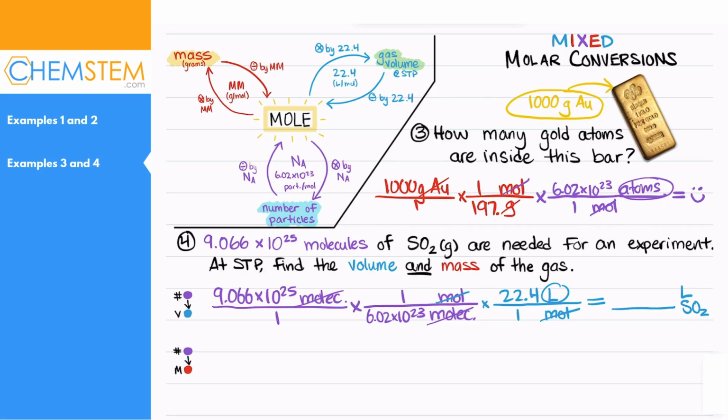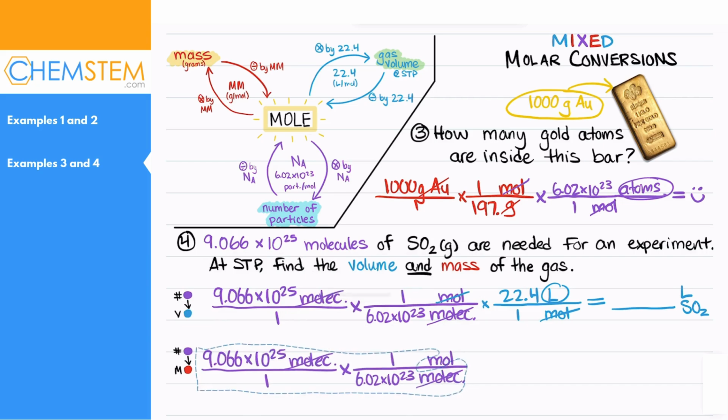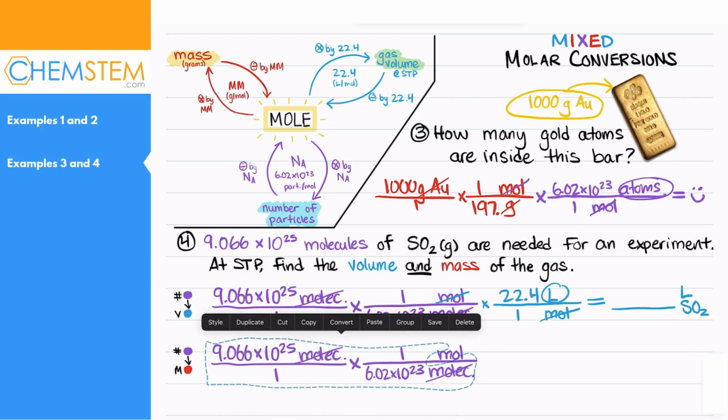Now for the second part of this question, notice how we still have to start with number of particles, and we still have to divide by Avogadro's number to get number of moles, but we're not going to go toward gas volume. We just did that. We're going to take number of particles, divide by Avogadro's number to get number of moles, and then we're going to multiply by the molar mass to get the mass. That means that I can take this stuff here and I can copy it down here because it's all going to be the same up to that point.